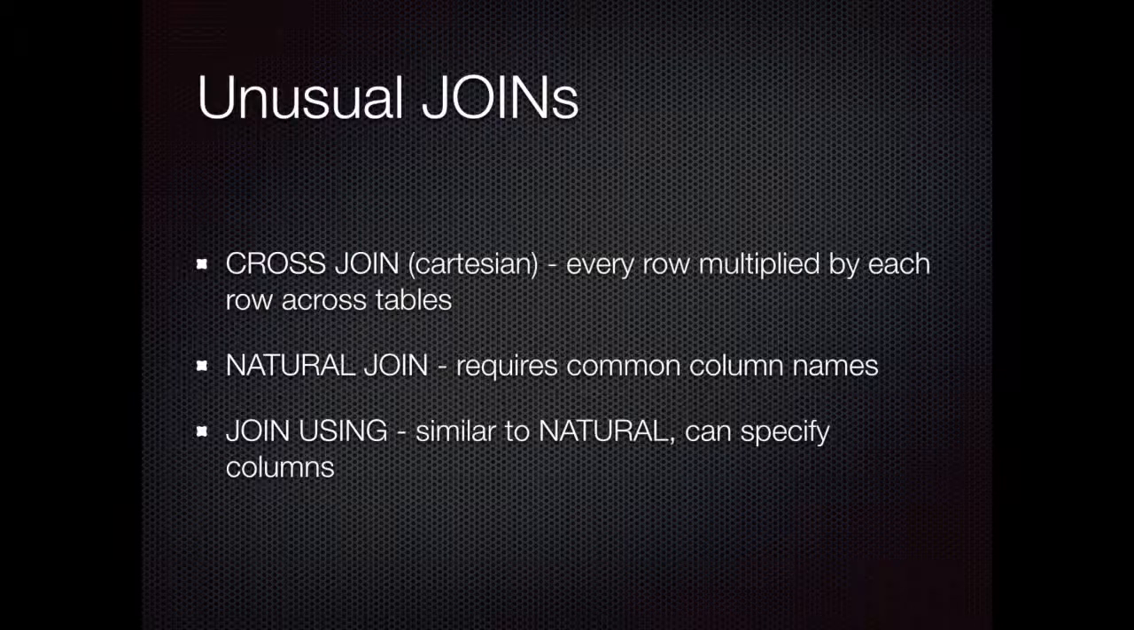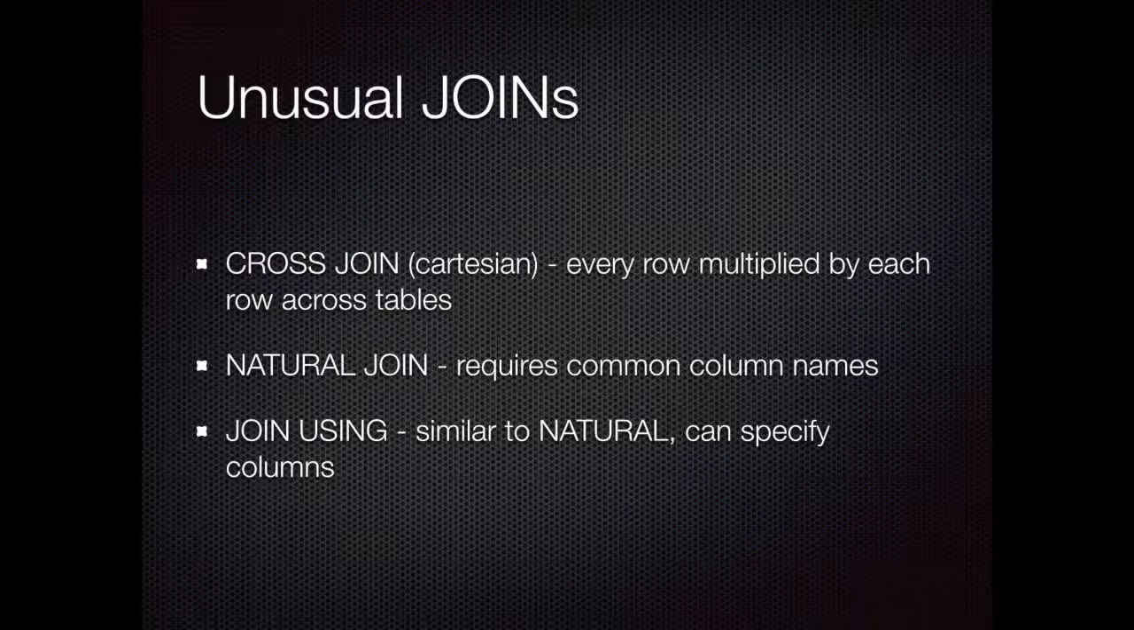The Cartesian or the cross join is every row in each table multiplied by every row in each other table. If I see anyone doing this except for experimenting, I will hack your legs off. Mostly because on very big tables, it will bring a database to its knees.